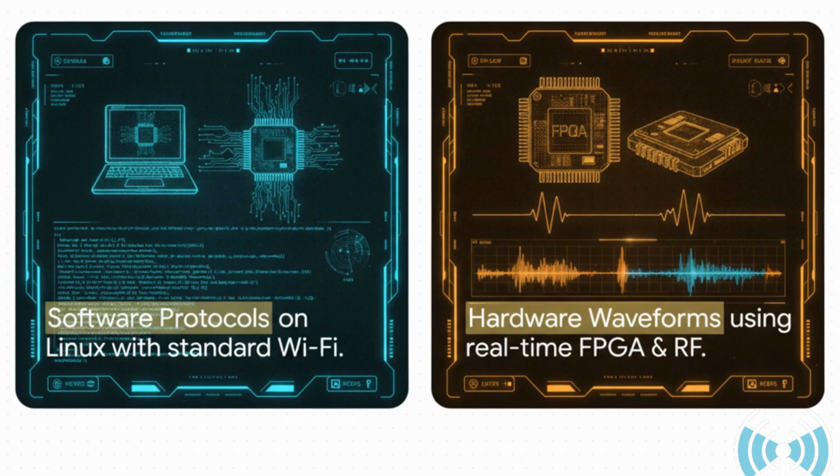But on the flip side, hardware-defined Waveform Fabrics. These guys bake the routing straight into the physical layer, layers 1 and 2, using highly specialized FPGAs and custom RF transceivers. It's a completely different beast.